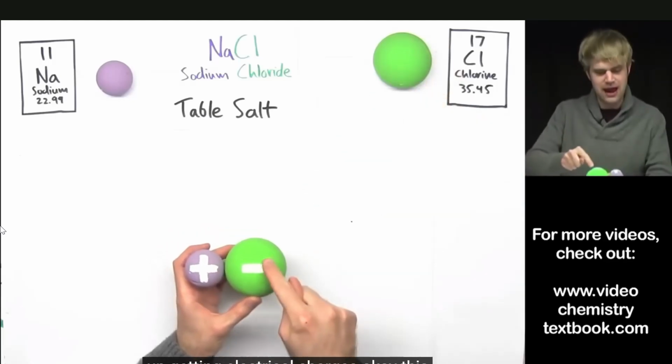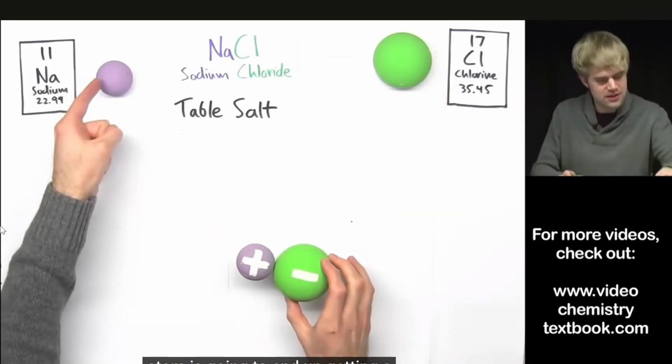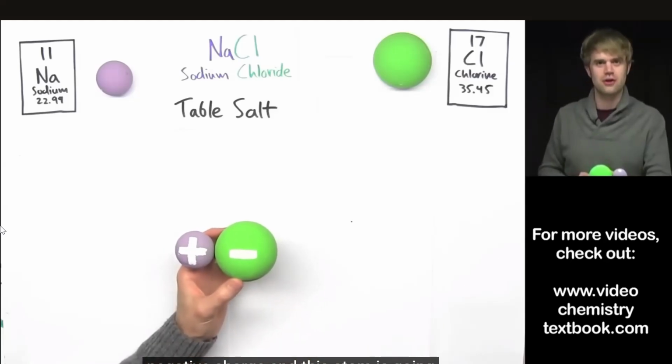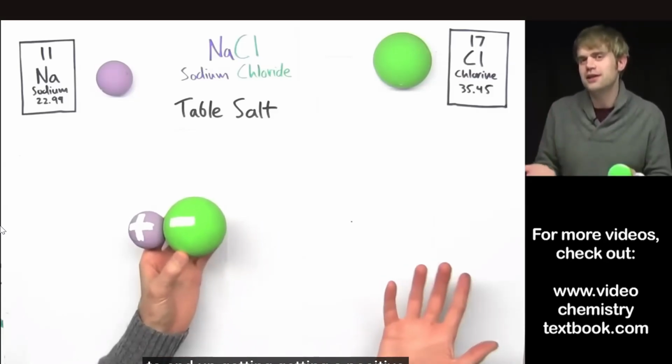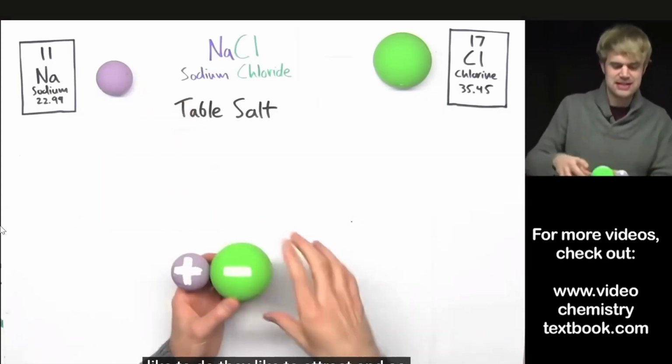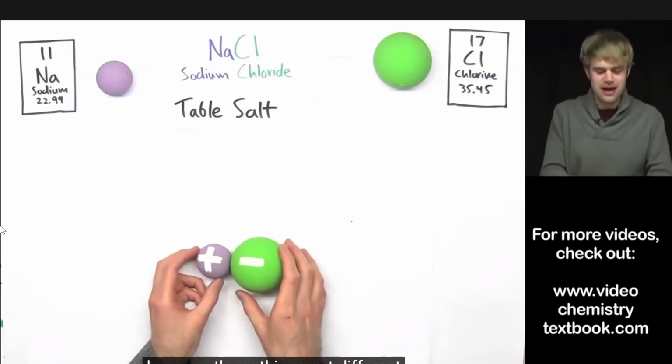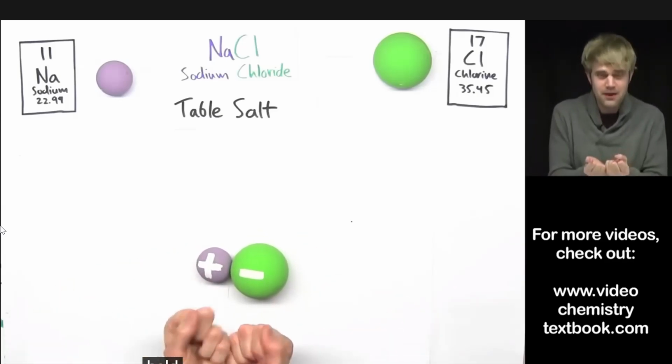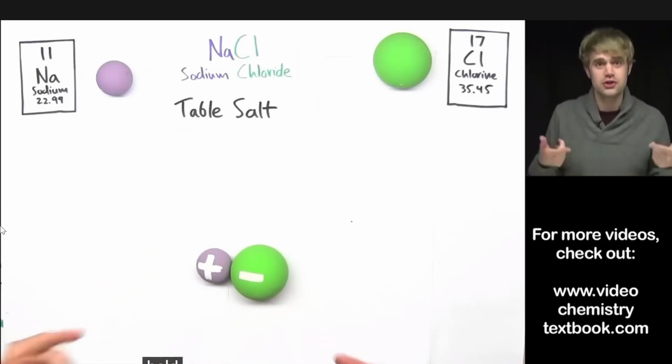Okay, this atom is going to end up getting a negative charge, and this atom is going to end up getting a positive charge. What do oppositely charged things like to do? They like to attract. And so because these things get different electrical charges, they are going to be held together by those different charges attracting.